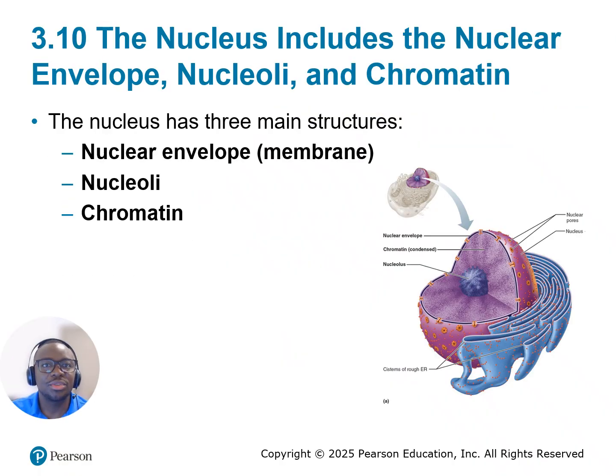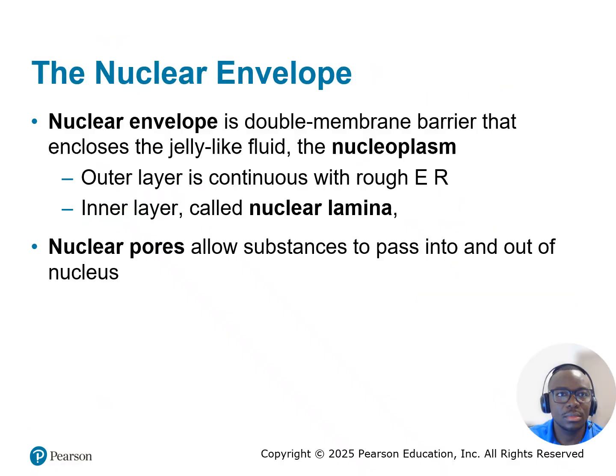The nucleus has three main structures: the nuclear envelope or membrane, the nucleolus, and chromatin. The nuclear envelope is a double membrane barrier that encloses the nucleus. The outer layer is continuous with the rough ER, and like the rough ER, is covered with ribosomes.